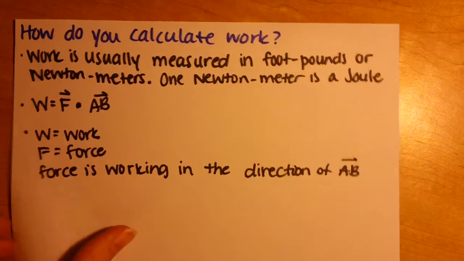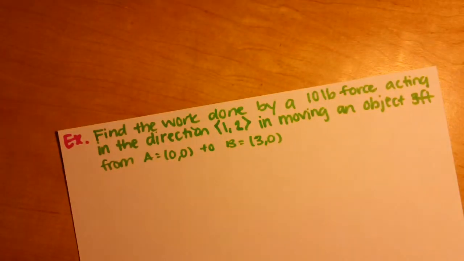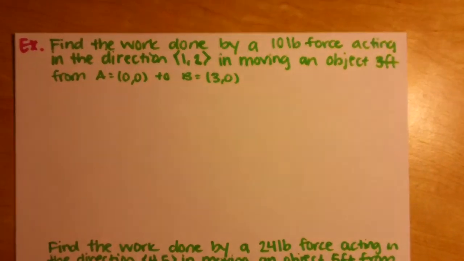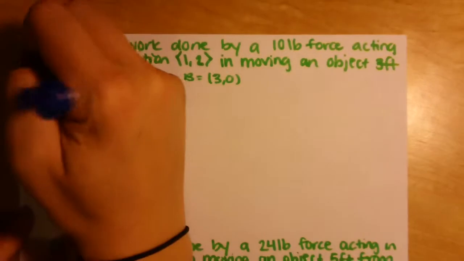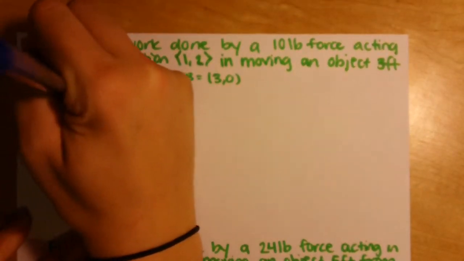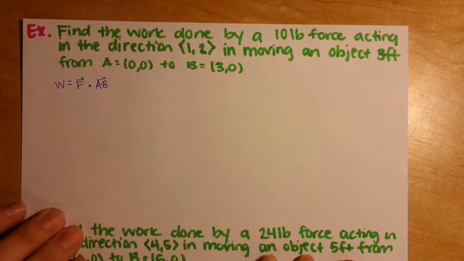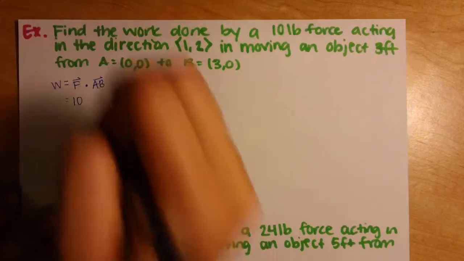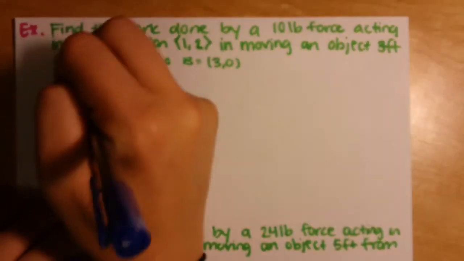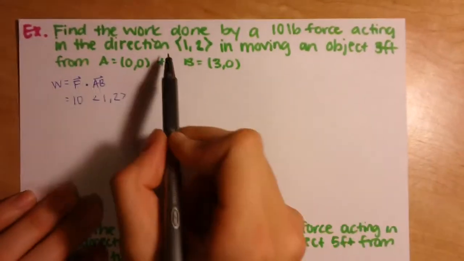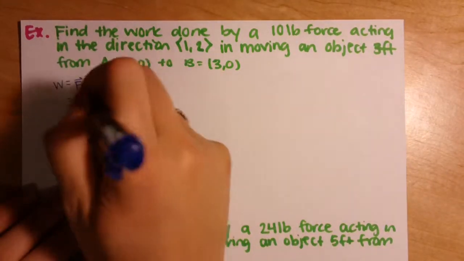So let's look at an example. I want to find the work done by a 10-pound force acting in the direction of 1, 2, and moving an object 3 feet from 0, 0 to 3, 0. So I know that work equals force dot AB. So I know my force is 10. I know A is 1. We're going in the direction of 1, 2. And we want this to be a unit vector.